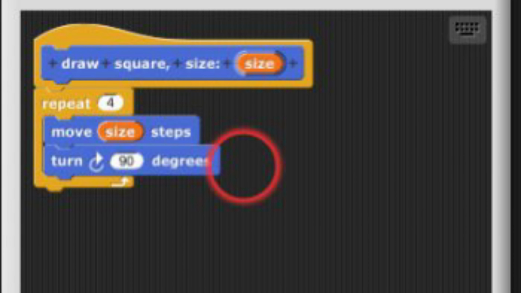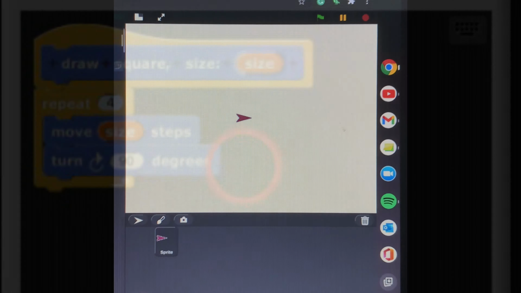Now I will explain the square block. Similar to the triangle block, the sprite has to move an X amount of steps depending on the input number. In this block, the sprite turns clockwise 90 degrees and repeats these 2 actions 4 times to create the square shape. I will now demo this code with the input being 100.